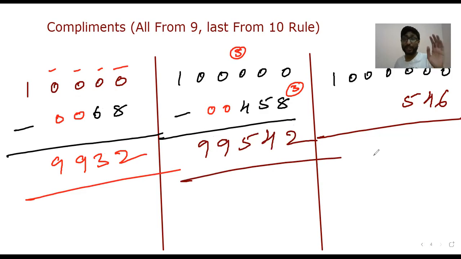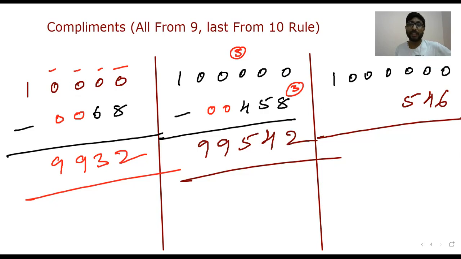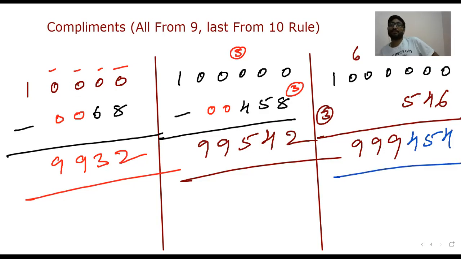And you don't need to put a 0. You can directly write the answer. Look here now. Very simple. What is the difference? Difference is 6. Digits are 3. Difference is how much? 3. Write the 3 directly. So all from 9, last from 10. 9 minus 5, 4. 9 minus 4, 5. 10 minus 6, 4. That's it.